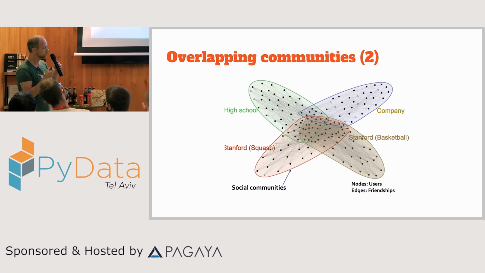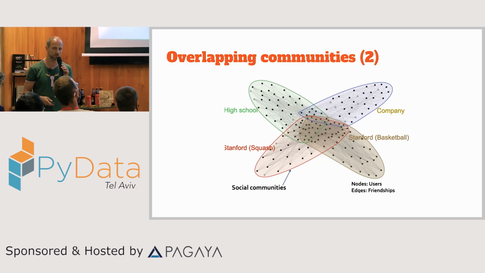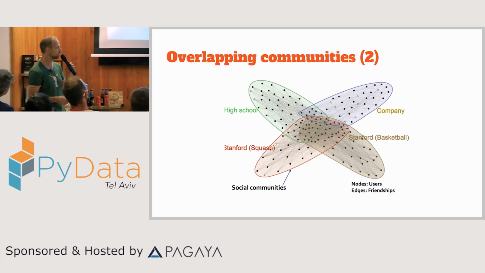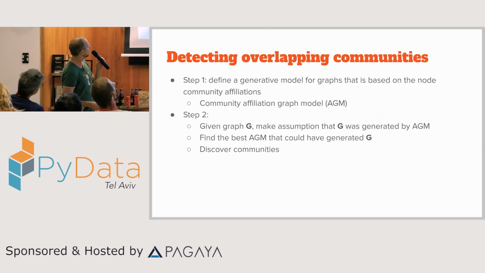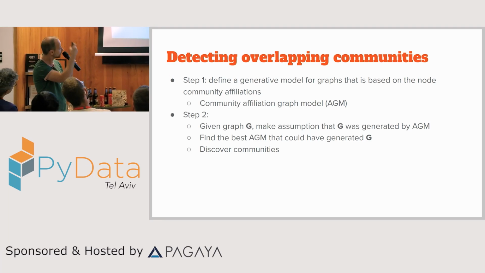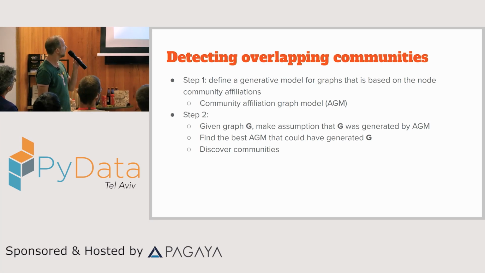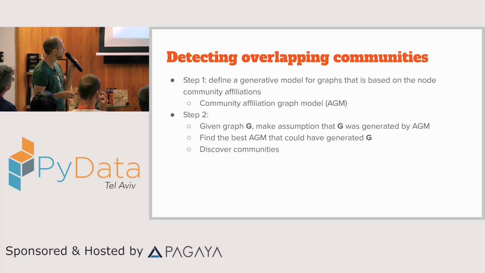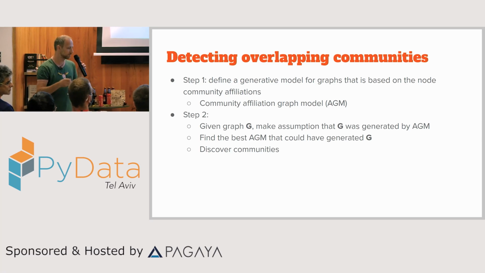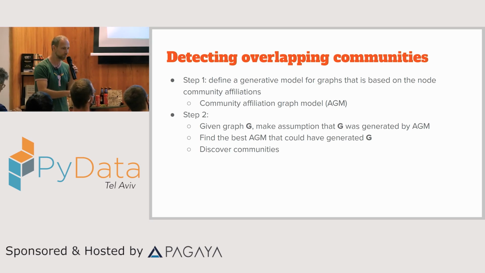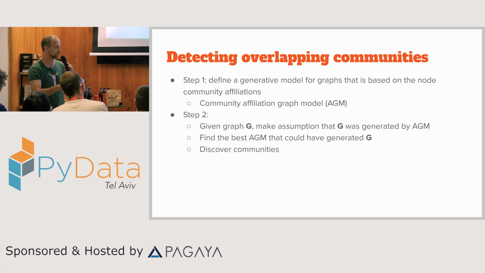So what we will do now, we'll define a new null random graph model, which will help us to achieve this goal. And the new model is called the affiliation graph model, AGM. We'll talk about this model in a bit, but the idea is, given this AGM, we would like it to generate a graph as similar to our graph, and we'll take the closest one to our graph, and this will represent our communities.